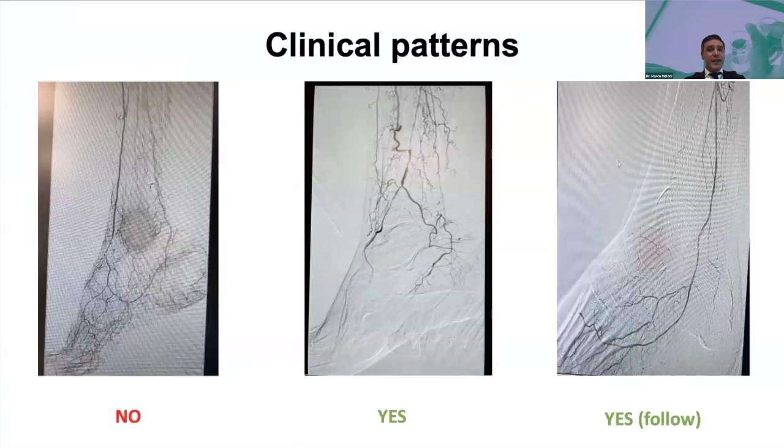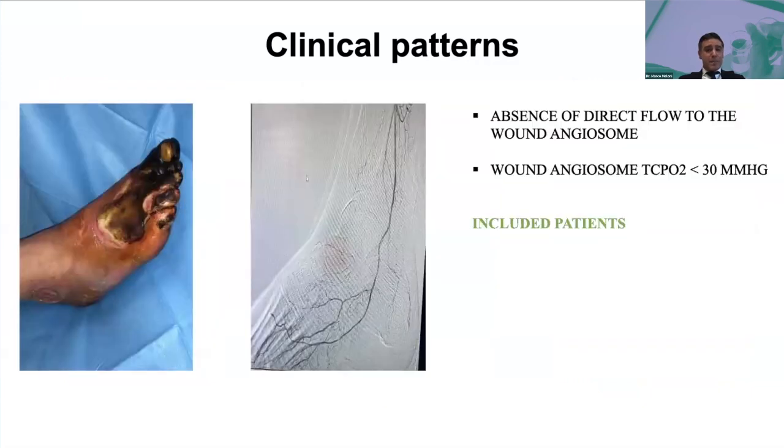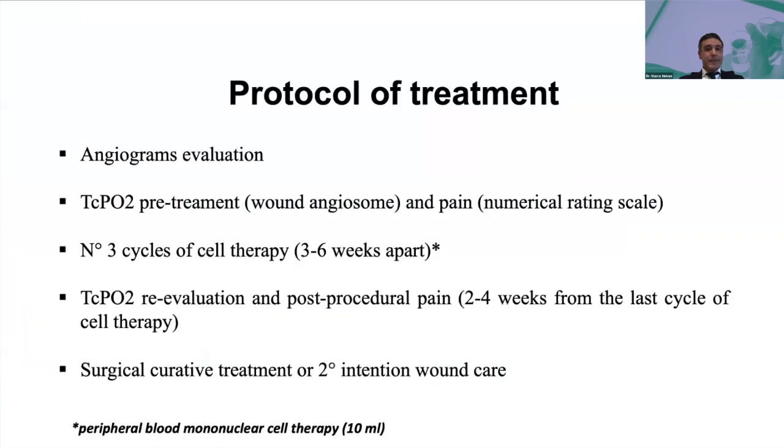Just to understand the kind of patient that we included in the study: in the case of good revascularization below the ankle, the patient was of course excluded. In the case of a totally desert foot, without any vessel from the dorsal side and the plantar side of the foot, the patient was included in the study. And in the case of one vessel below the ankle but persistence of wound angiosome ischemia and TcPO2 values less than 30 millimeters of mercury, the patient was at the same time included in the study.